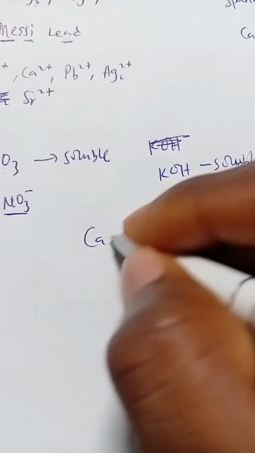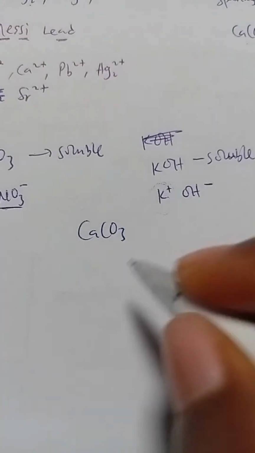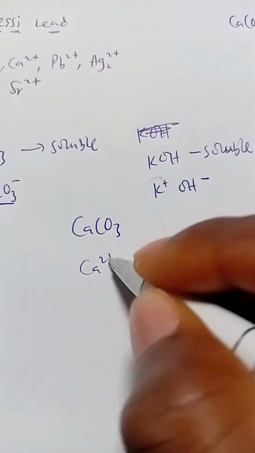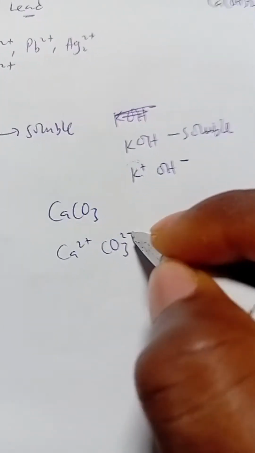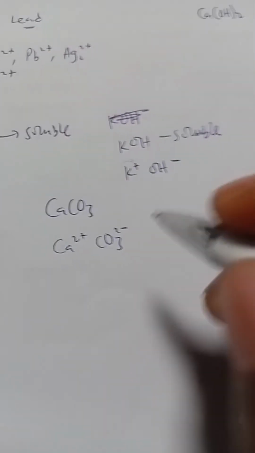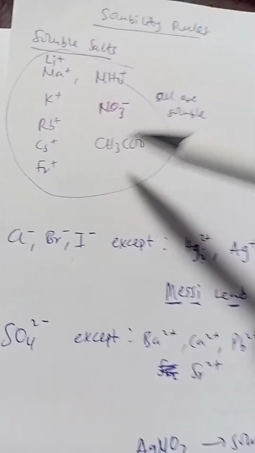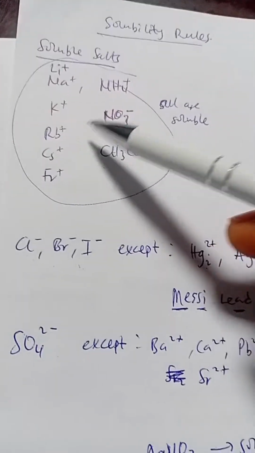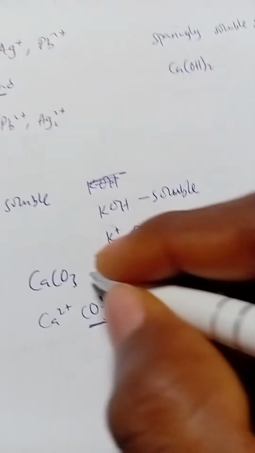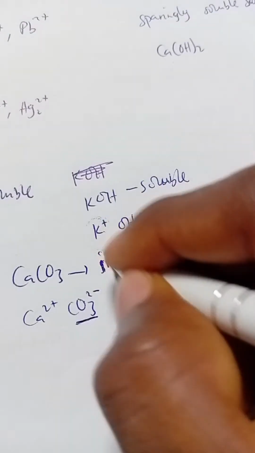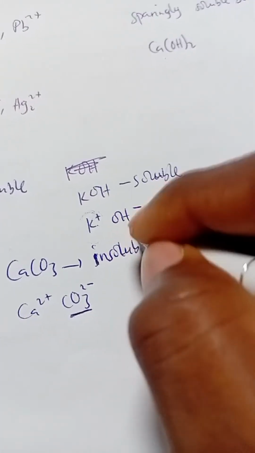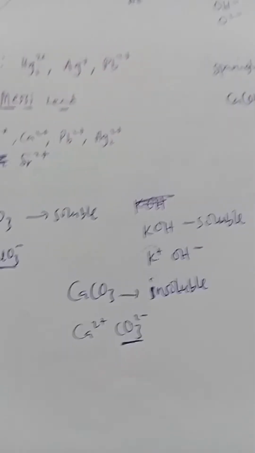If we take calcium carbonate, this is made up of Ca2+ and CO3 2-. This is going to form an insoluble salt, except when it meets any of these guys. Calcium is not part of these. So this is going to form an insoluble salt. So this is insoluble.